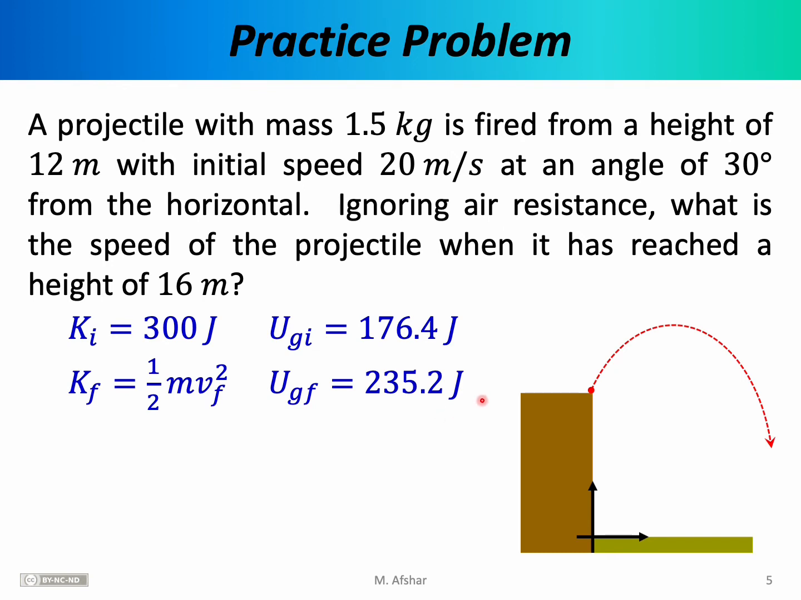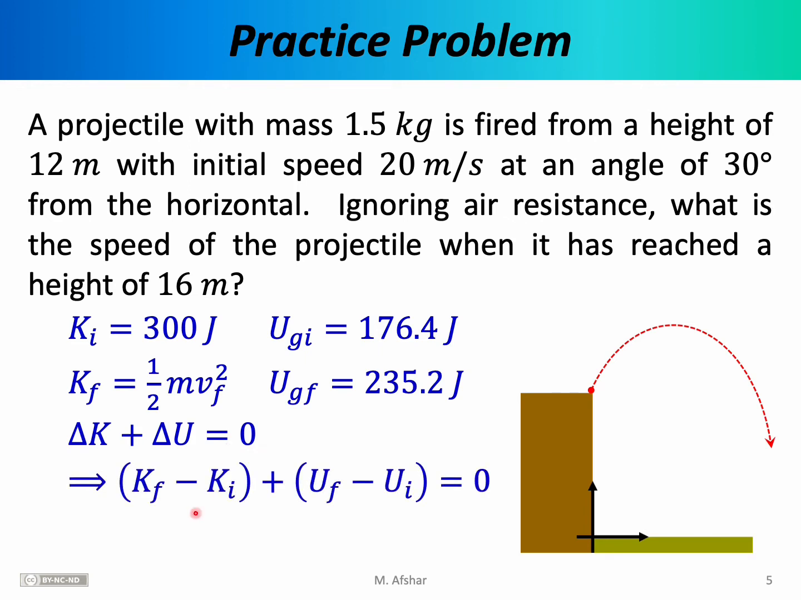Now we know, thanks to conservation of energy, that K initial plus U initial must equal K final plus U final. In other words, delta K plus delta U is equal to 0. If I were to write that out a little more explicitly, I would have this type of an equation. You can now plug in all of the numbers. The only thing you don't know is K final, or more precisely V final. And then you can do a little bit of algebra to find what V final is. Turns out the final velocity is 17.9 meters per second.